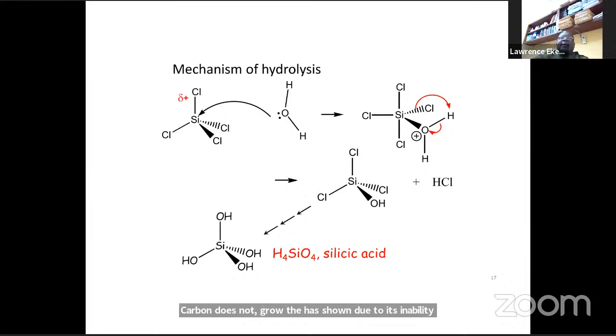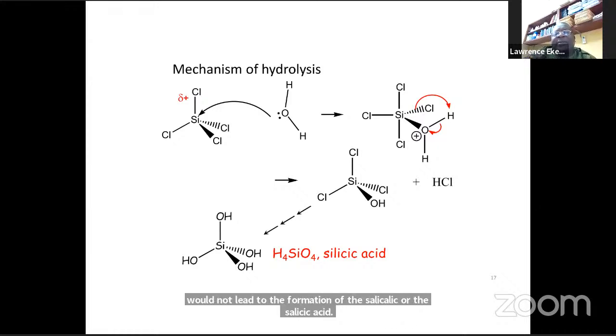This is the mechanism that explains the hydrolysis that takes place between the tetrachloride of the other elements and water. If you look at this mechanism, there is a gradual replacement of the chlorine with the hydroxy group of the water, and the byproduct is hydrogen chloride. There is a sequential replacement of the chlorine in each of the bonds, which will then lead to the formation of silicic acid.